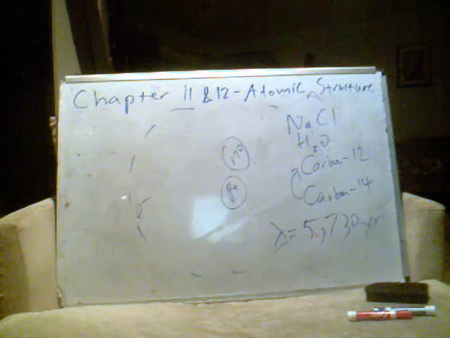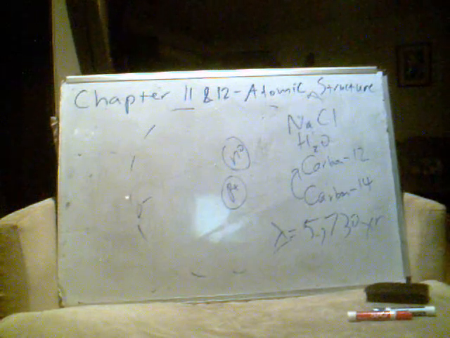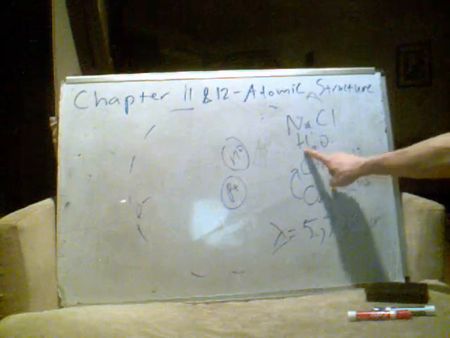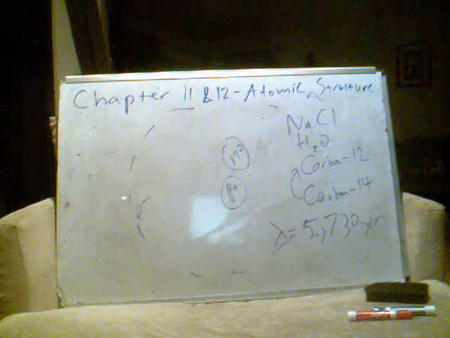A molecule is the smallest particle of a compound, right? Water doesn't exist in an atom. It's 1 oxygen atom and 2 hydrogen atoms, right? 3 atoms make 1 molecule in that case.